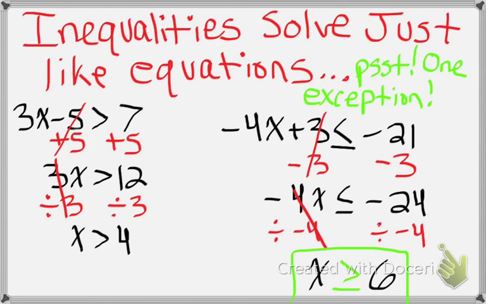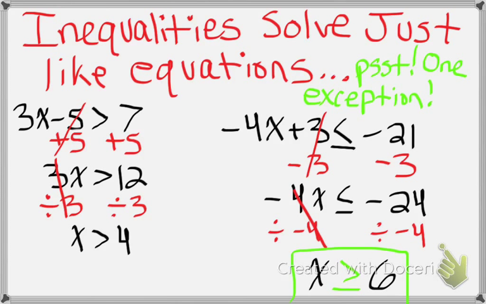But if you plug in 7, you'll get -28 plus 3 is -25, so you get -25 is less than or equal to -21, and that's a true statement. -25 is less than or equal to -21. So 7 totally works, which means the solutions are on that side of 6, which means greater than 6.